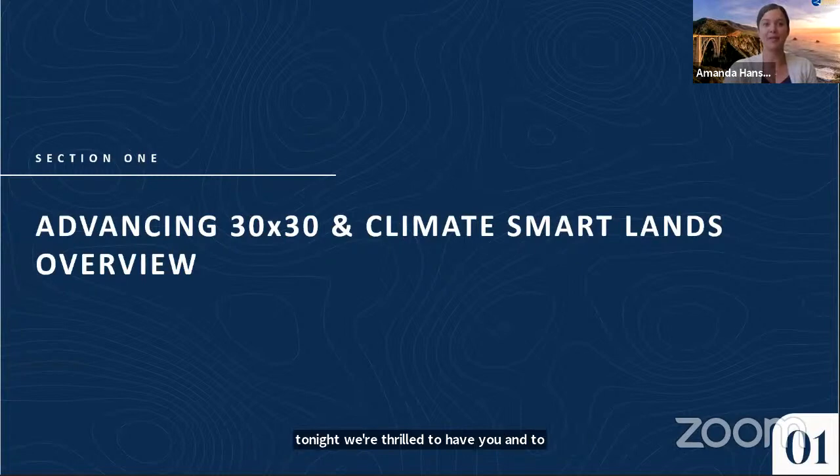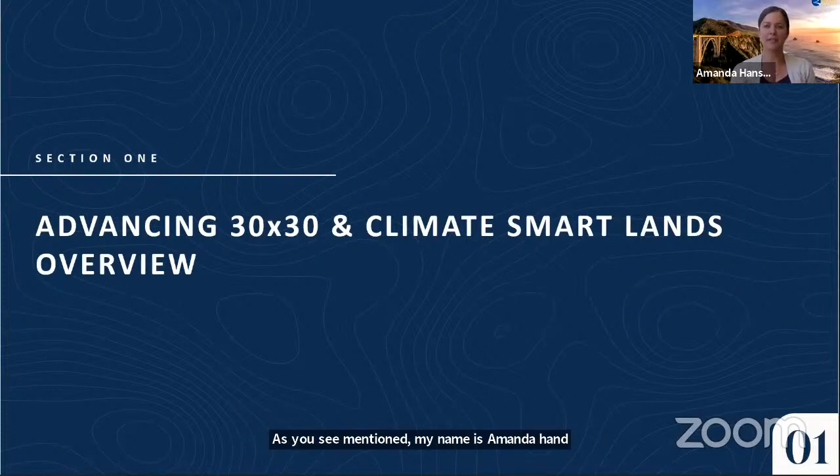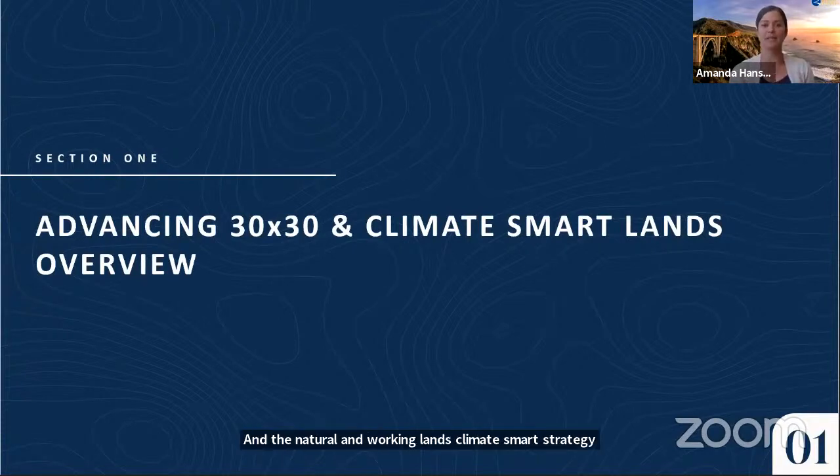To get this conversation started so that we can be sure it is integrated moving forward. As Cici mentioned, my name is Amanda Hansen, and I'm the Deputy Secretary for Climate Change at the Natural Resources Agency. I'm going to provide some background on the governor's executive order on nature-based solutions and the Natural and Working Lands Climate Smart Strategy. My colleague Jen will talk about Pathways to 30 by 30.